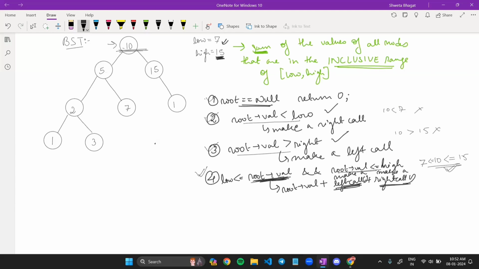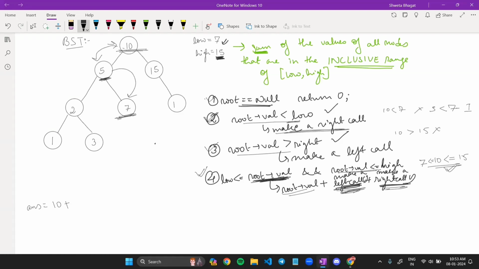So we will add the value of root to our answer. So say for example, if this is my answer, I'll add 10, and I'll make a left call and a right call. So first let's make a left call. I'll come over here. Now I'll check, is this node null? It's not null, so I'll move to the second condition. Is its value less than low? So is 5 less than 7? It's true, so we'll make a right call. So we will make a right call, and now we are here.